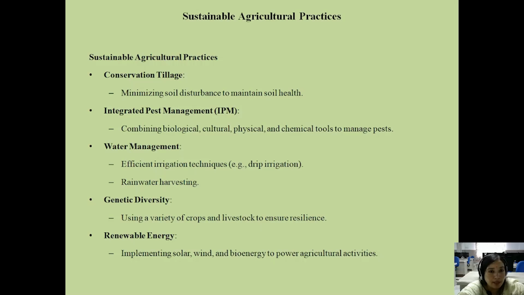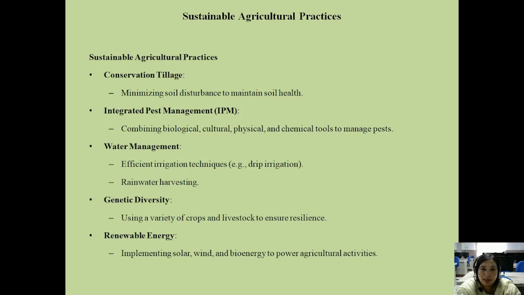So these are the sustainable agriculture practices, that is conservation tillage, minimizing soil disturbance to maintain soil health, and integrated pest management, combining biological, cultural, physical, chemical tools to manage pests. Water management is there, efficient irrigation techniques, drip irrigation. These are the sustainable agriculture practices which farmers should apply in their farms for growing crops. Rainwater harvesting is there. Genetic diversity is there, using a variety of crops and livestock to ensure resilience. Renewable energy is there, implementing solar, wind, bioenergy to power agricultural activities.